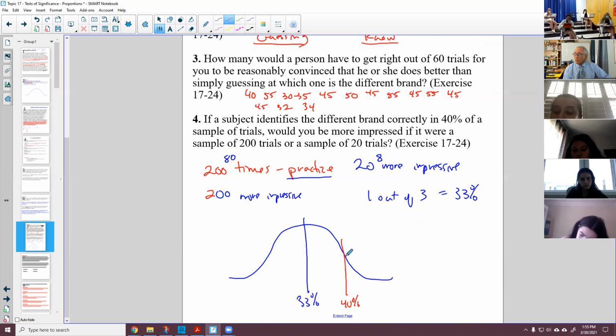Well, the larger the sample size, the smaller the standard deviation, right? If I only did it for 20 trials, I would have a wider model, right? There'd be more likelihood than if I did it 200 times, where my standard deviation is going to be much narrower. This 40% is going to be farther away from the mean. Am I making sense there? What I just said? Yes? Okay. Larger sample size, smaller standard deviation. All right.